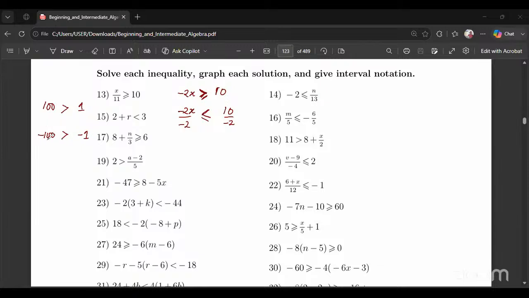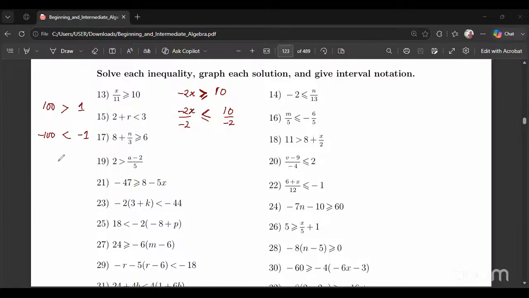Multiplying both sides by a negative actually causes a change in the inequality. You can now see that we have to flip the inequality to make sure it holds, or is true. So that becomes: negative 100 is less than negative 1. So you see how this is happening.